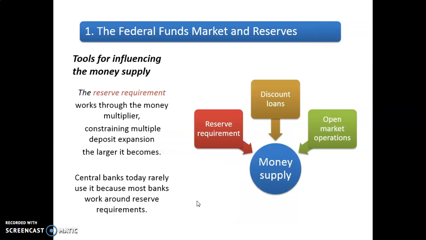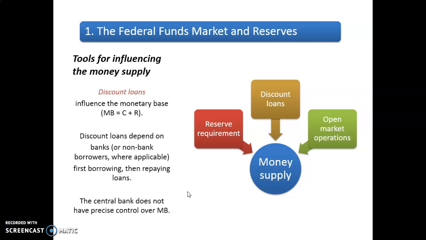As we learned in the last chapter, the reserve requirement has an influence on the money multiplier. So the larger the reserve requirement, the more that it constrains deposit expansion. The central banks don't change the reserve requirement very much. It's the most rarely used tool in their arsenal.